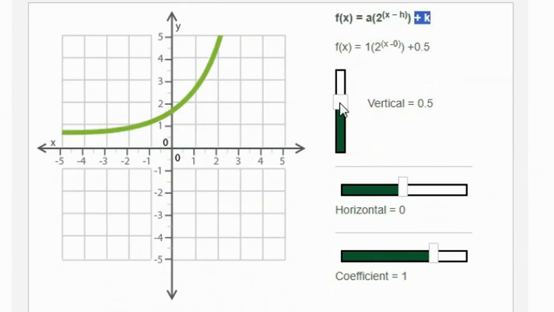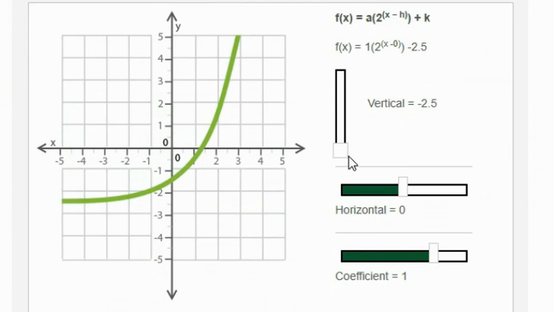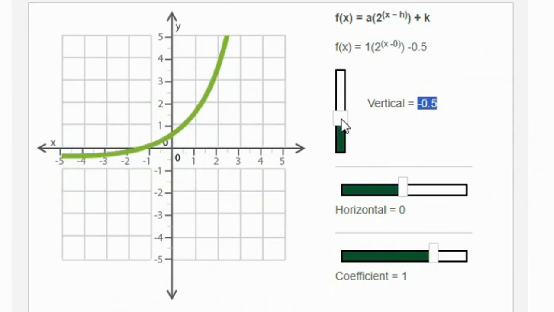If we change k to 2, the only thing that happened is the entire graph shifted up 2, just like we did with everything else. If we add a number on the end, it will raise or lower based on the number. If we go to negative 2, it went from a y-intercept of 1 to a y-intercept of negative 1 because we lowered the entire graph by 2. All right, let's put it back at 0.